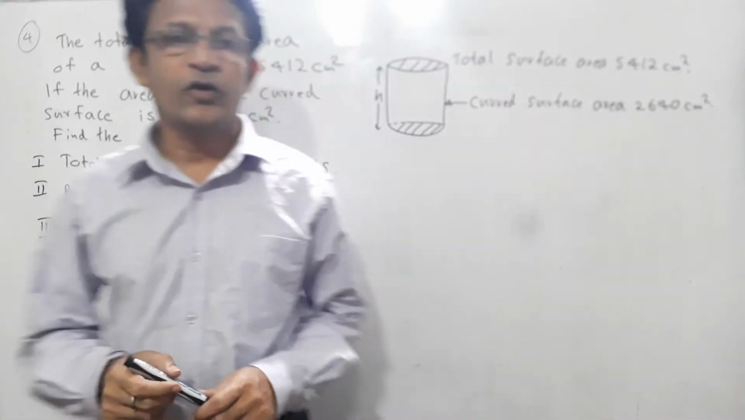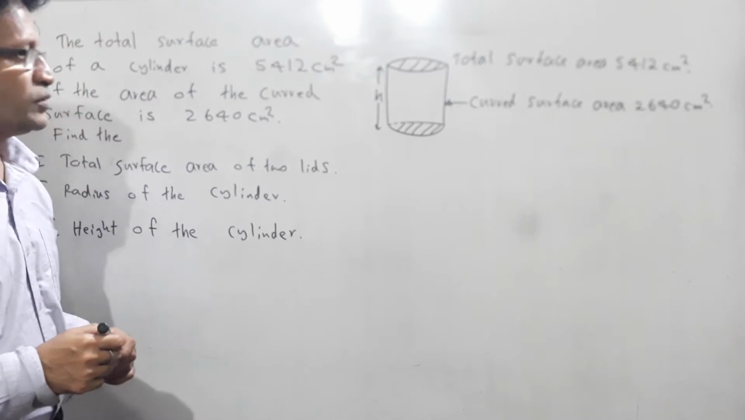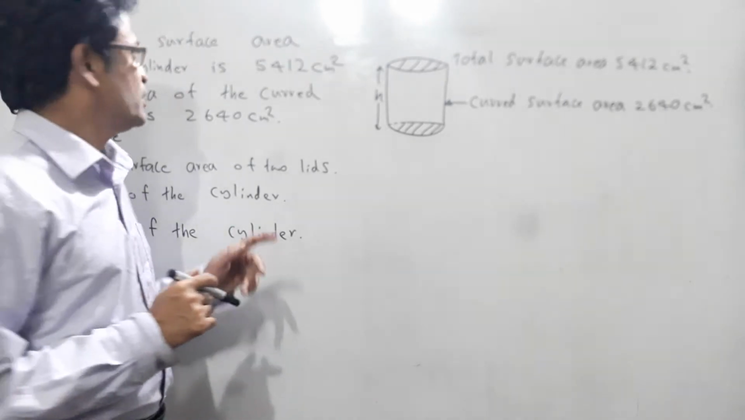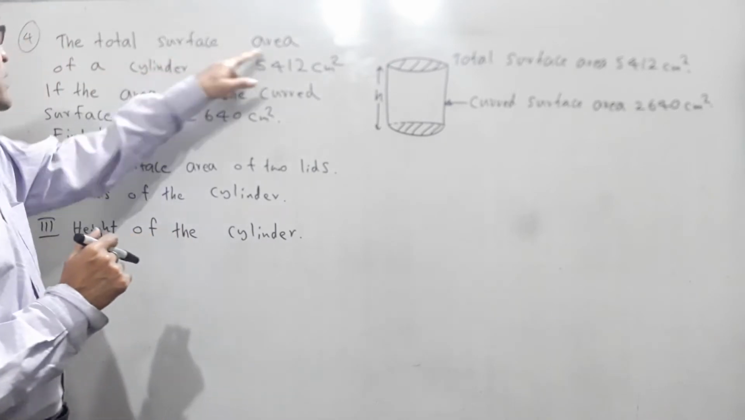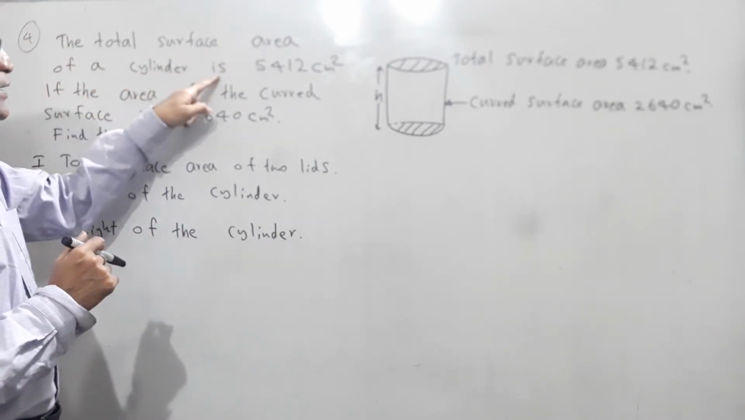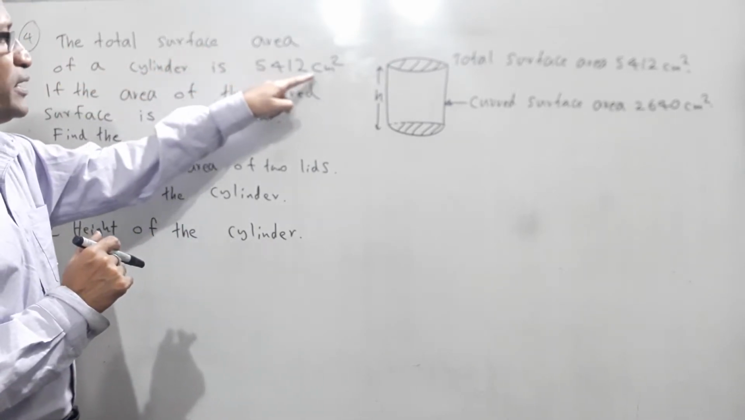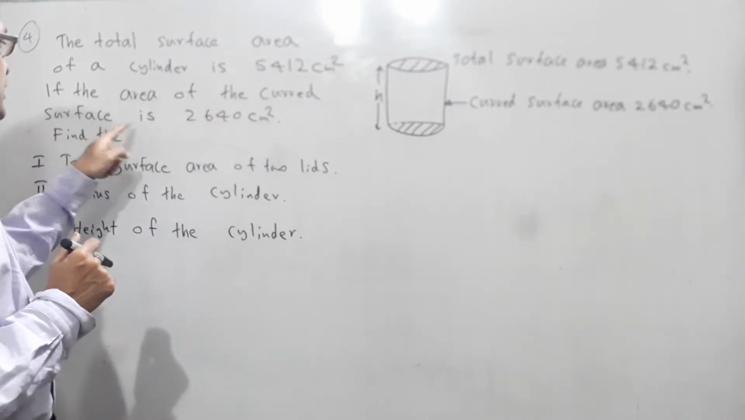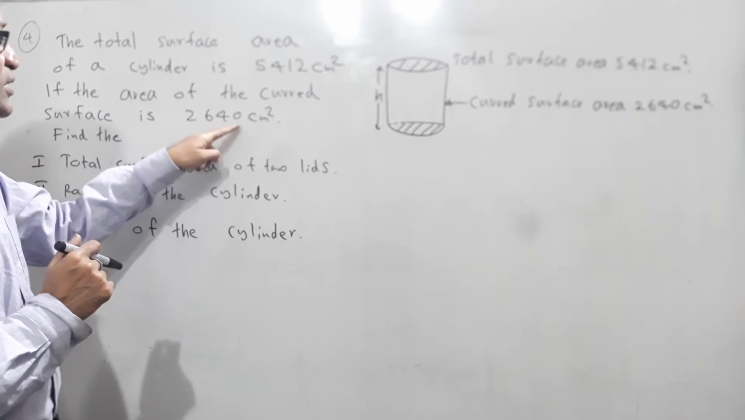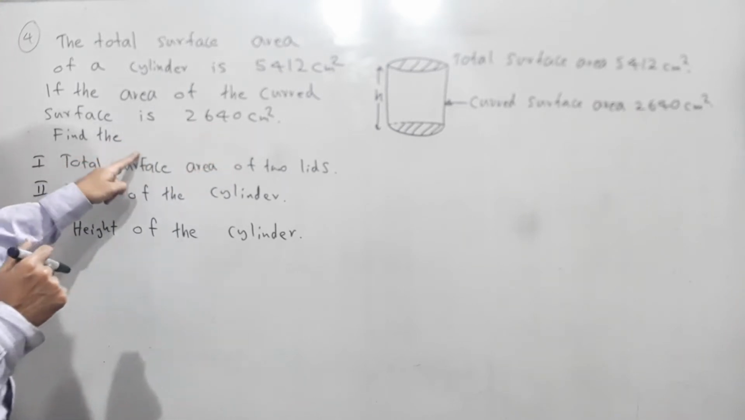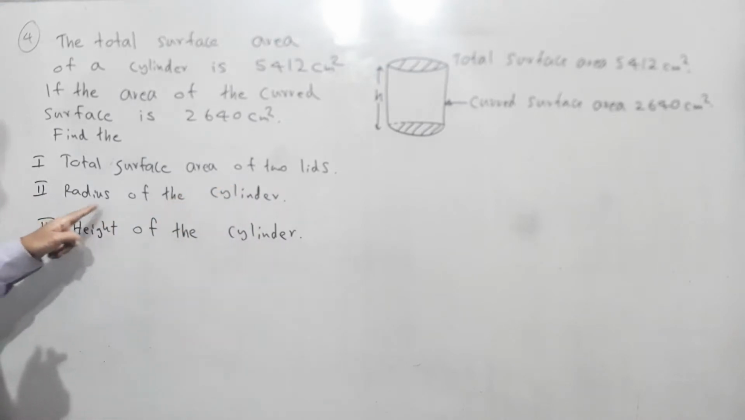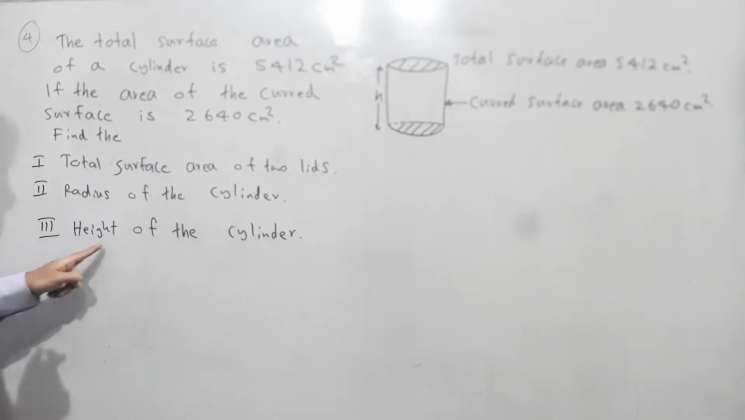Hi, today we are going to discuss another question, area of a cylinder, question number 4. Here the question is given: the total surface area of a cylinder is 5412 centimeters square. If the area of the curved surface is 2640 centimeters square, find the total surface area of two lids, the radius of the cylinder, and the height of the cylinder.